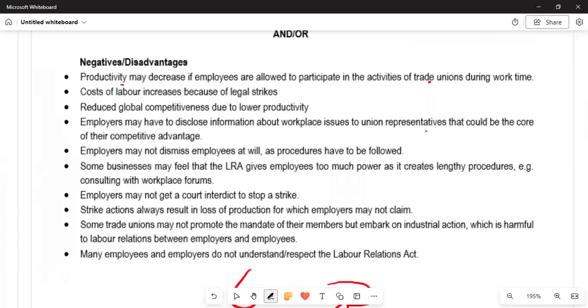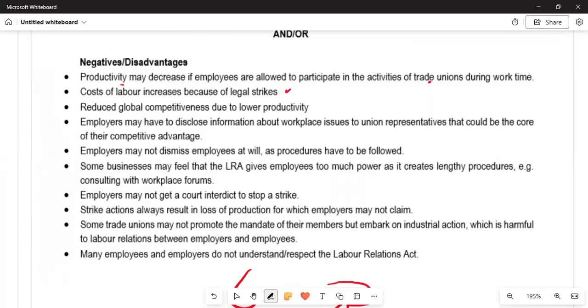Remember that the trade unions are the representatives of the employees in the business. And then we are seeing the labor increases because of the illegal strikes. It also has a negative impact on productivity. The more strikes occurring in the business entity, the less productivity occurs. So yes, let us talk about the reduced global competitiveness due to the lower productivity that can occur.